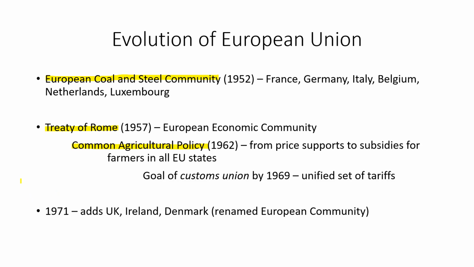By 1969, they had a goal of a customs union where all of the European states would be unified and have the same set of tariffs. So, a unified trade policy there. In 1971, they added a few more states, including the UK at that time, and renamed it the European Community.